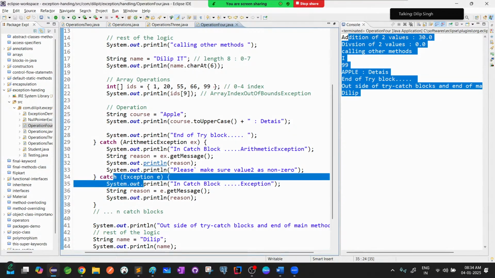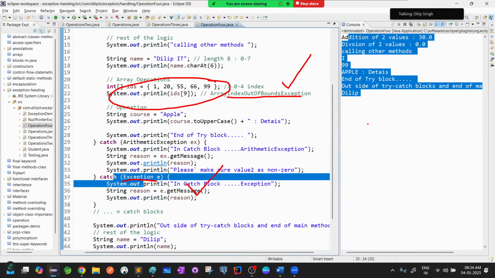So that means the moment it got the array index out of bounds exception here, it is checking with this type whether any catch block is available or not. If available, that one will be executed. If not available, it will check for the parent type. Yes, the parent type is available, so that's why this one will be executed.